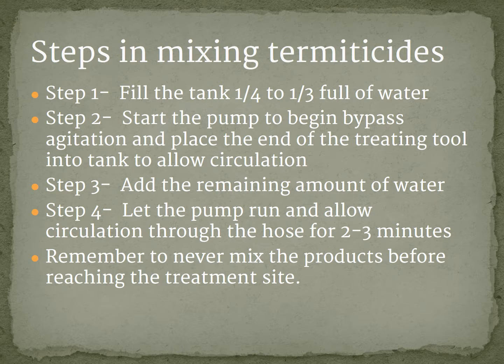The steps in mixing termiticides are as follows. Step 1, fill the tank 1/4 to 1/3 full of water. Step 2, start the pump to begin bypass agitation and place the end of the treating tool into the tank to allow circulation. Step 3, add the remaining amount of water. Step 4, let the pump run and allow circulation through the hose for 2 to 3 minutes. Remember to never mix the products before reaching the treatment site.